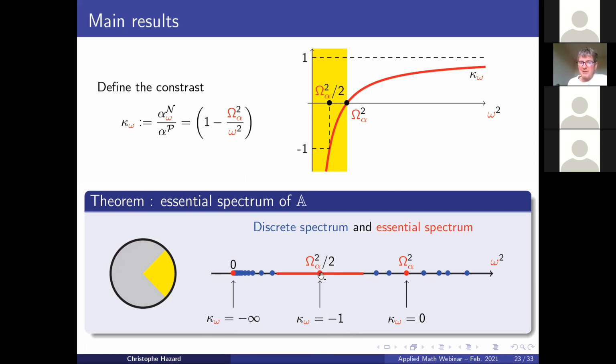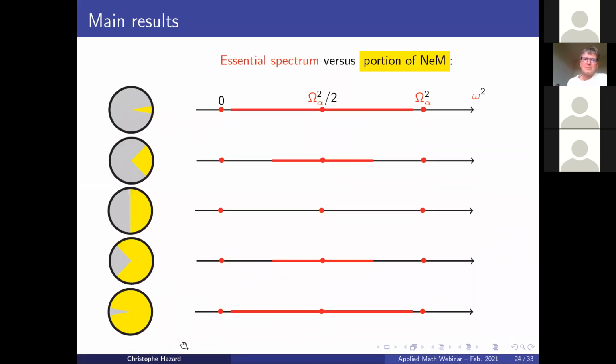And we have, in addition to this value, an interval which is centered at this value. And actually, this interval depends only on the angle of the portion of negative material, and I can show that now. If you take a very small portion of negative material, so a very small angle, you will have an interval which is nearly the whole interval between 0 and omega alpha squared.